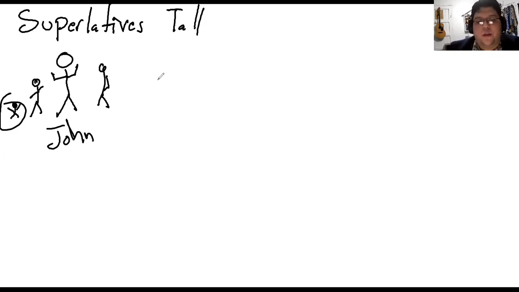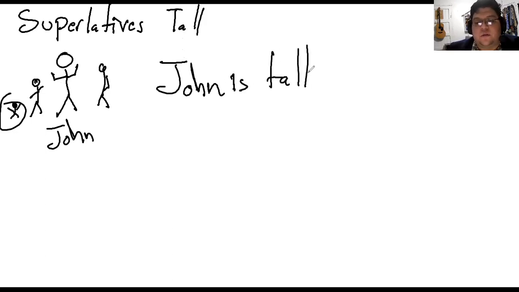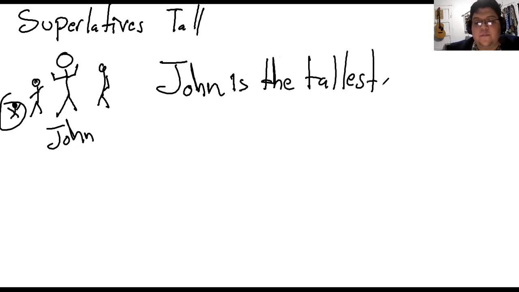So, if we want to say that John is superior in a sense, we can say John is... Oh, wait, my bad. I messed up there. John is the tallest. And you're done. That's simple. John is the tallest. So that's what I meant by the book when I said compare two or more things.